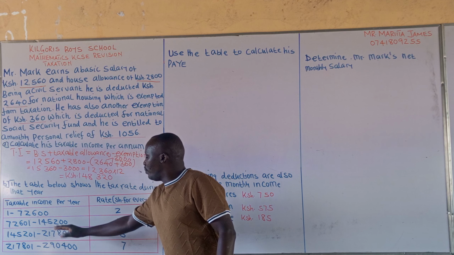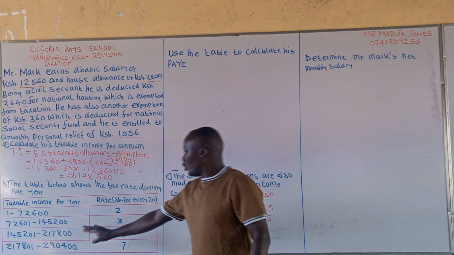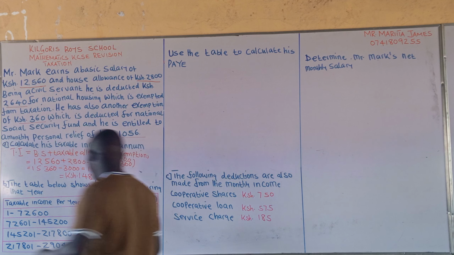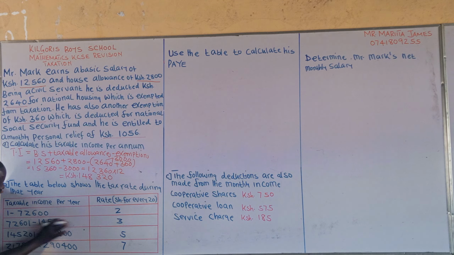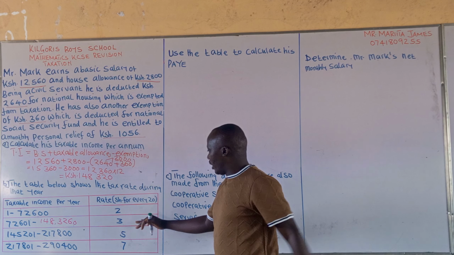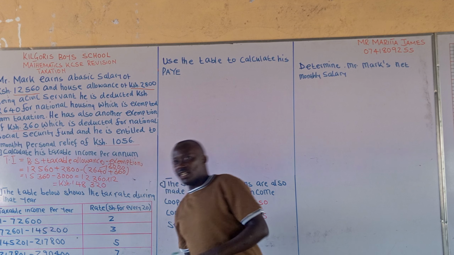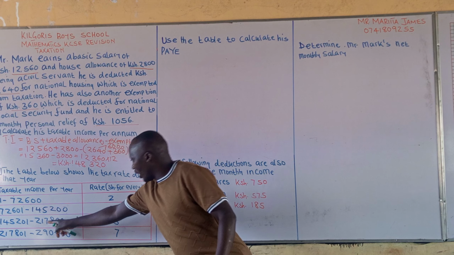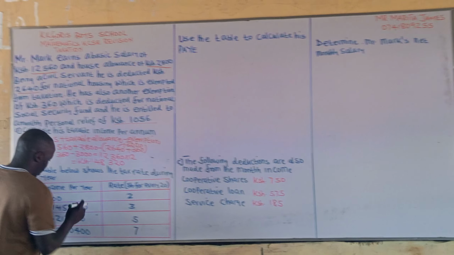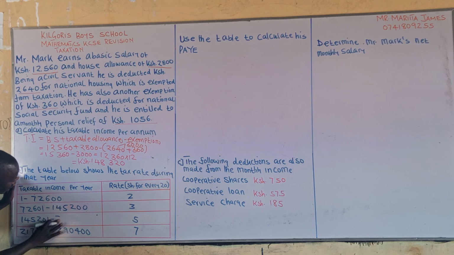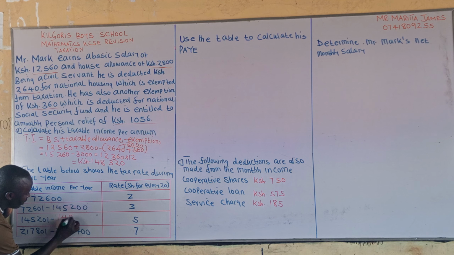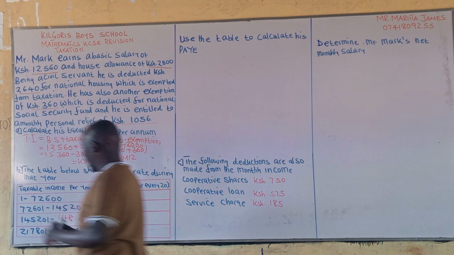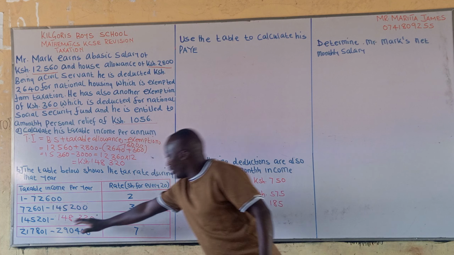This value, 148,320, in this table is between 145,201 to 217,800. So we indicate our value here as 148,000, then we have 320. We are going to tax up to the rate of this value, 148,320, which is between 145,201 to 217,800. So that is our tax per year, and it lies between those limits.